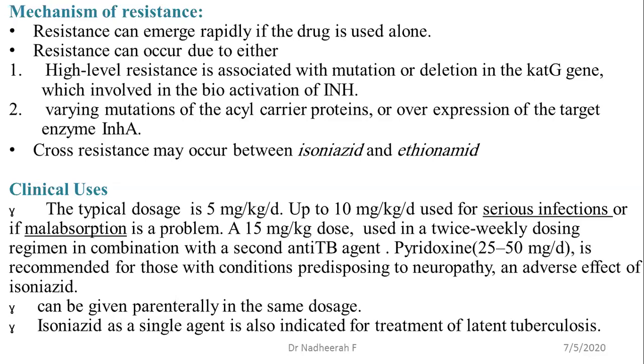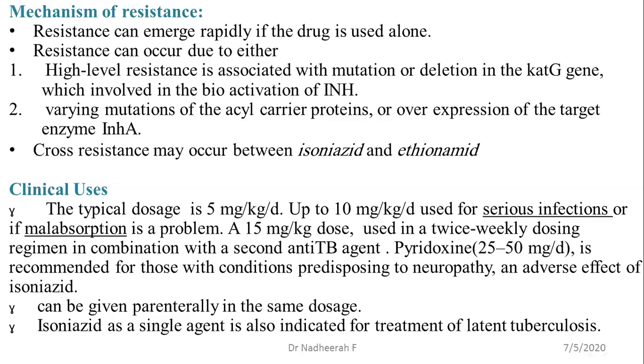Cross resistance may occur between isoniazid and ethionamide. Clinical uses: it can be used for serious infections or if malabsorption is a problem. It is also used twice weekly in a serious dosing regimen in combination with a second anti-TB agent.